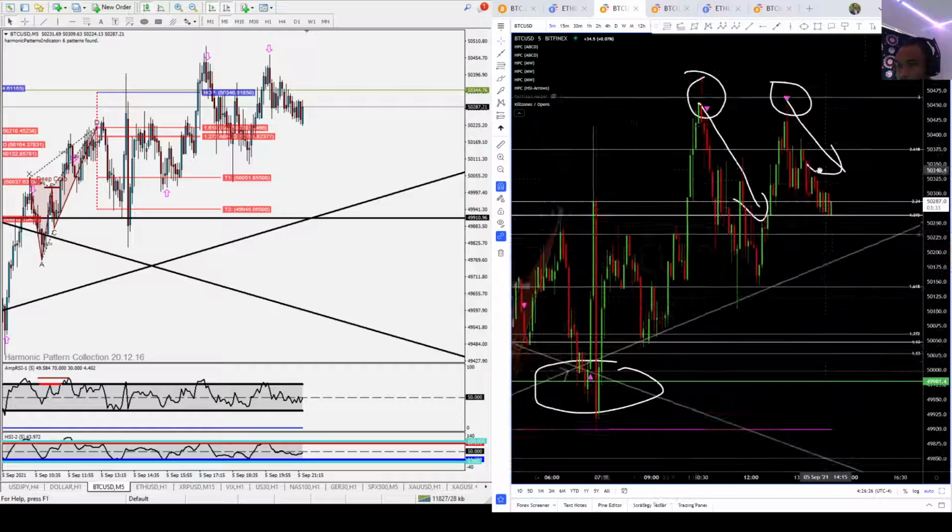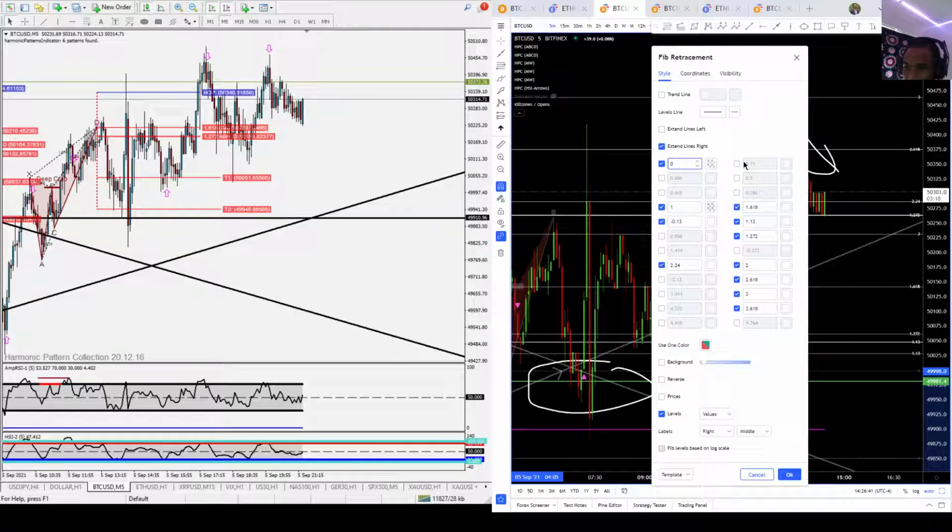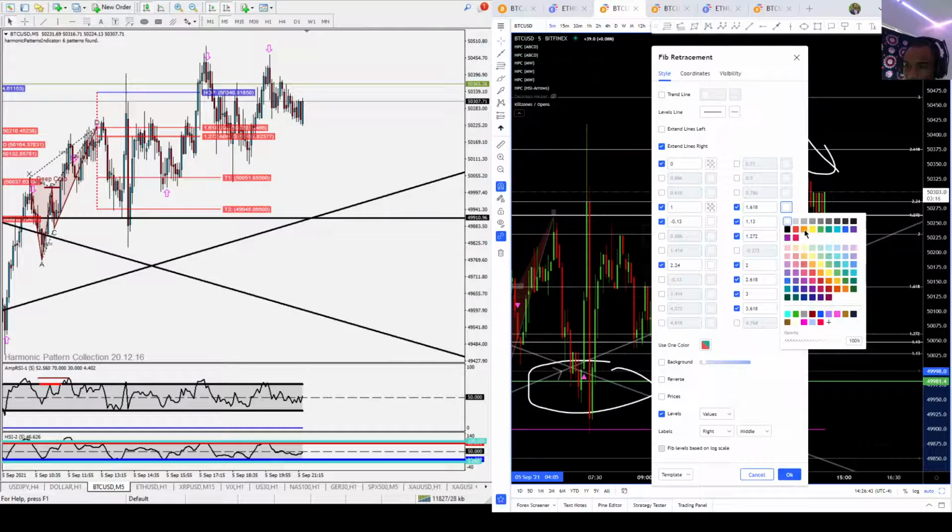And how you would play these deeper extensions is you have to execute on these levels. There's no indecision, because the longer you wait, you're letting profit slip. And look how it's always coming back to that golden 618. 618s are always the golden.